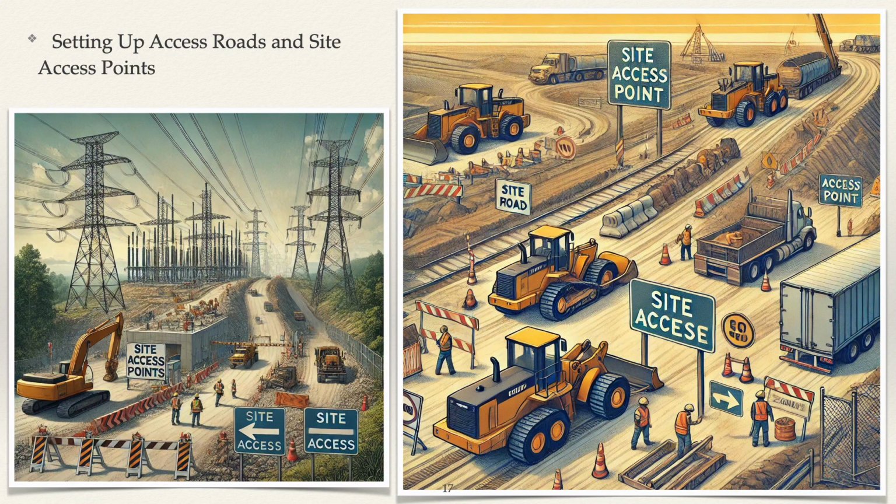Construction of access roads. If new access roads are required, plan and construct them with attention to drainage, stability, and durability. Grading and adding gravel or other stabilizing materials improves road quality and minimizes erosion. Developing site access points. Set up designated access points for entering and exiting the site. These points should be clearly marked and reinforced with gates or barriers if necessary. Access points help control site traffic, enhance security, and support efficient material flow.